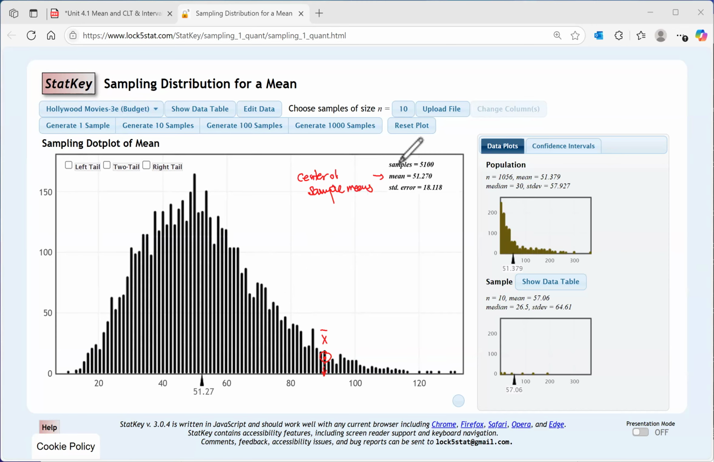And according to this, we're going to write this as mu of x bar because it's the center of the sample means. And this is a simulation that we see here. I went ahead and simulated 5,100 random samples and computed their center. And look at that center. That center is 51.270.